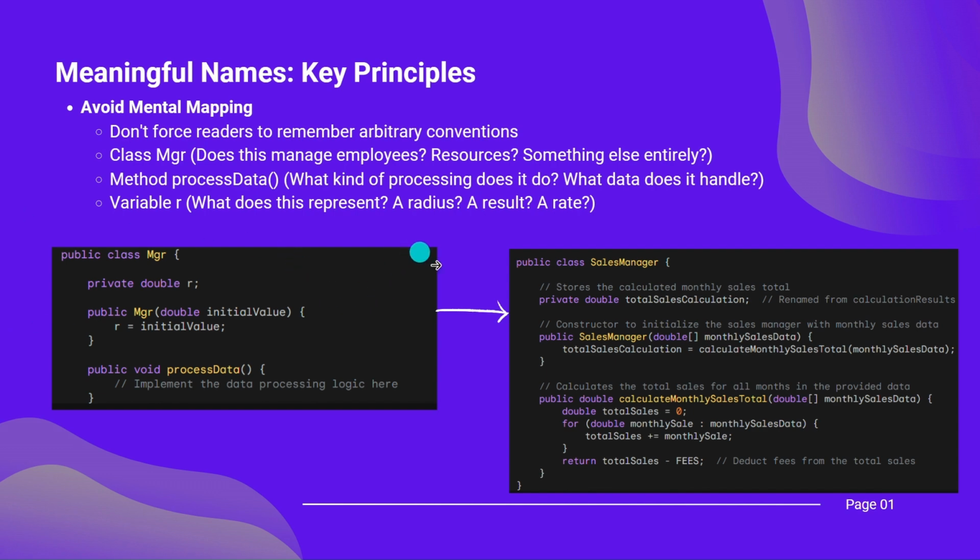So a better naming could be a class called sales manager. And instead of variable R, we could use total sales calculation. And instead of method process data, we could use something like calculate monthly sales total.